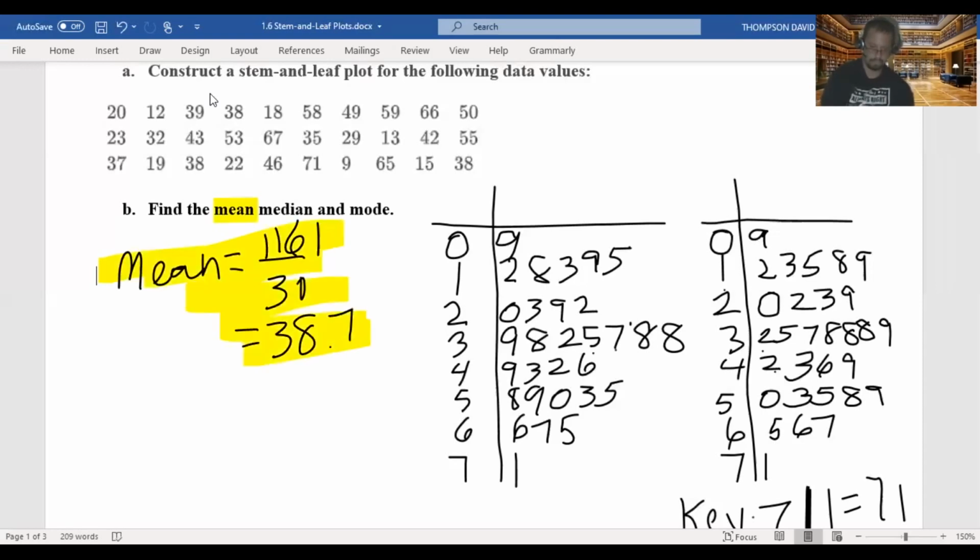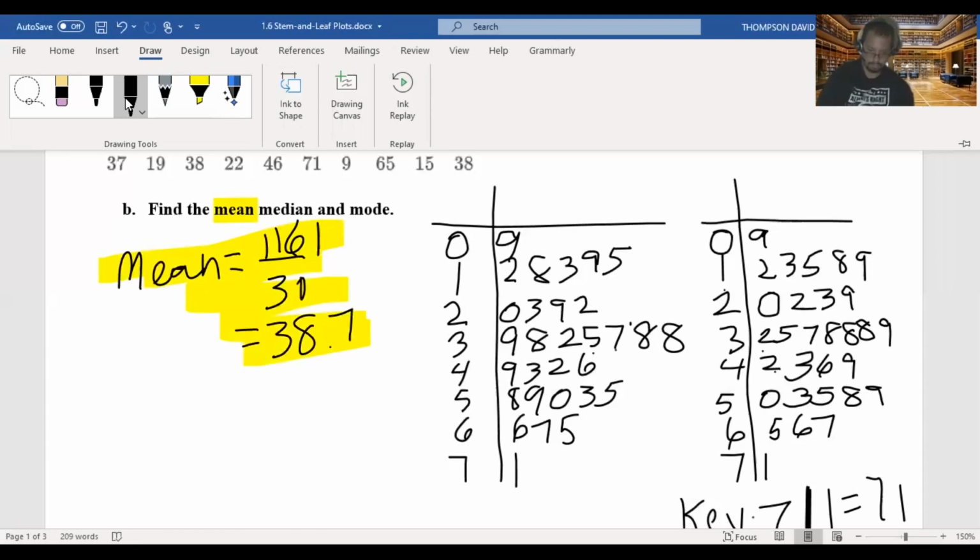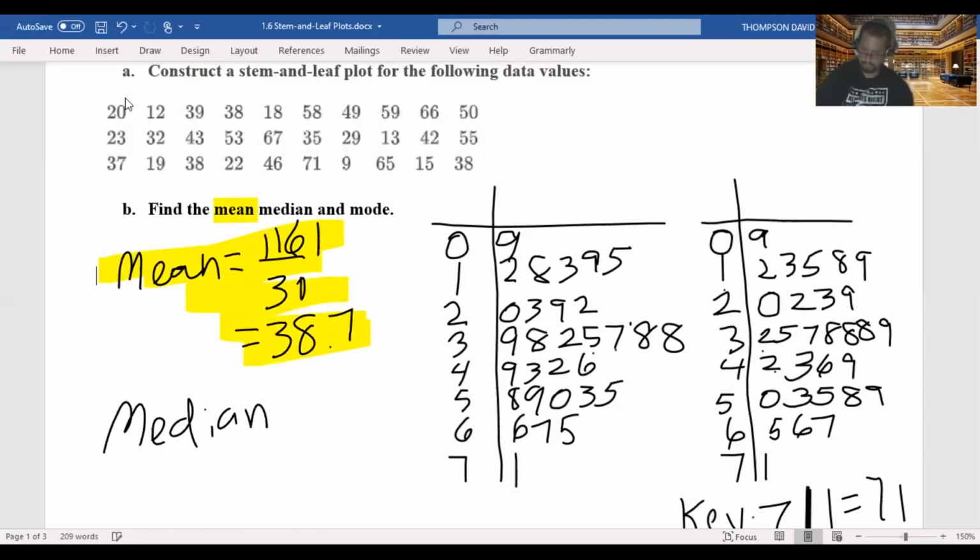To get the median, we use the cross-off method to find the middle number, and we're going to use that straight from the stem plot. So cross, cross, cross. Keep crossing until you get to the middle. Keep crossing. And it looks like there's two 8s in the middle, so that indicates 38.